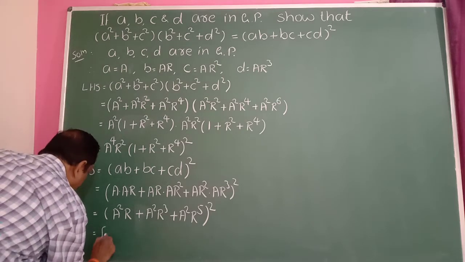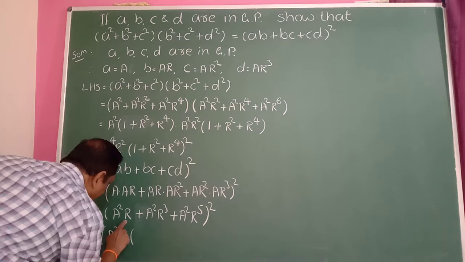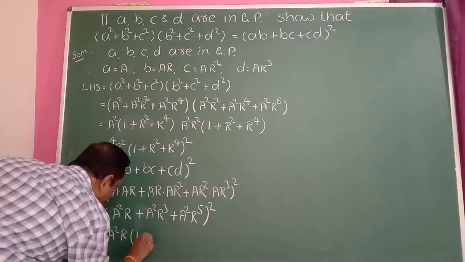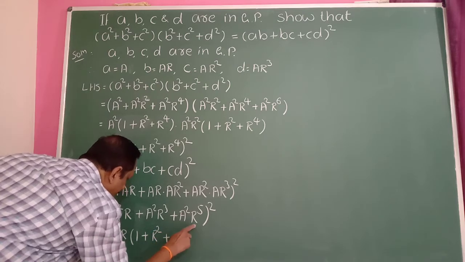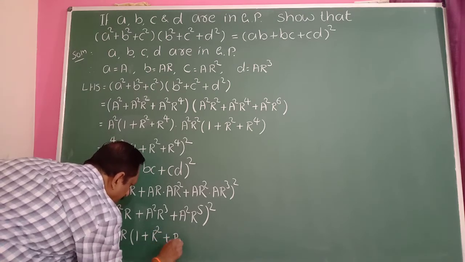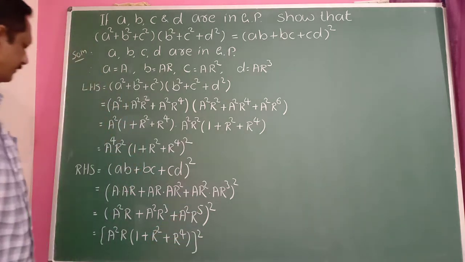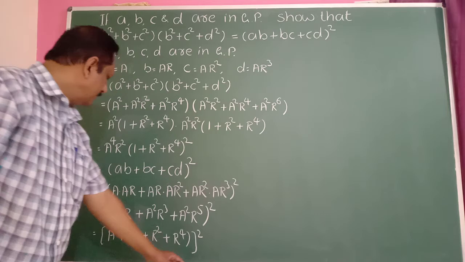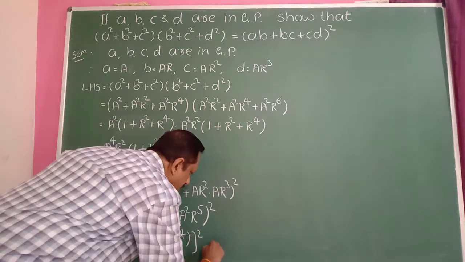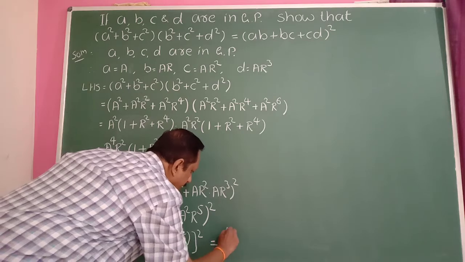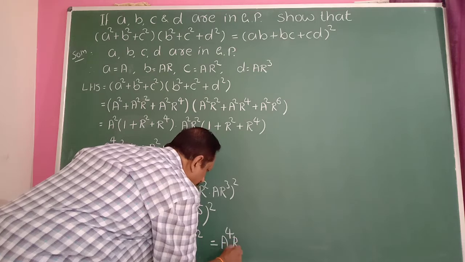Therefore, a square r is the common factor. Then remaining term is 1 here plus. Here remaining is r square plus. And here the remaining is r raised to 4 here. And it's a square here. Whole square. Therefore, whole square is there. Yes, a square raised to 2 becomes a raised to 4 here. Therefore, this is equal to a raised to 4. Then r raised to 2. So, it is r square here.